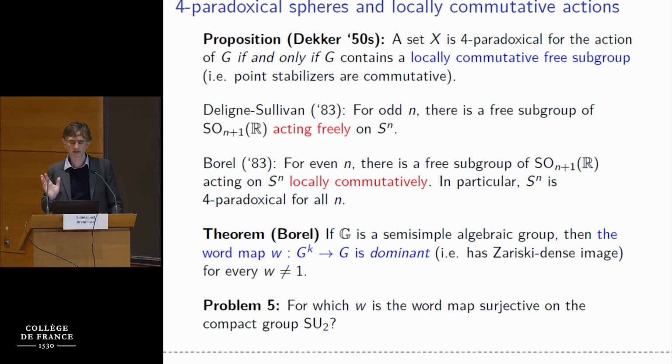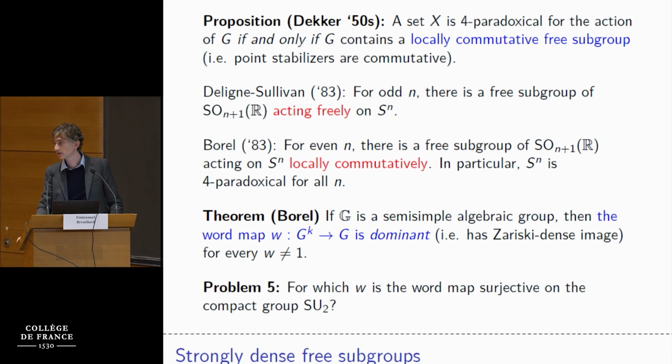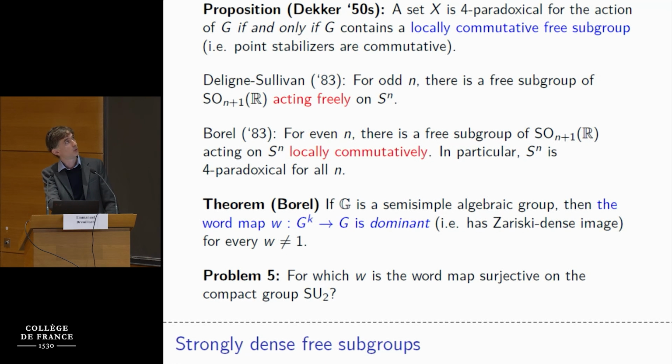So Borel, this is a small remark, but it does give the general conclusion, but Borel did not just prove this. His paper is very beautiful. He proved a very nice theorem about word maps. So he proved that word maps in semi-simple algebraic groups, so this should be a blackboard bold G here, the word maps are dominant. Okay? So not only are they non-constant, but they're actually dominant. So this means the image is Zariski dense. Okay? So it's a very, very useful thing to know.